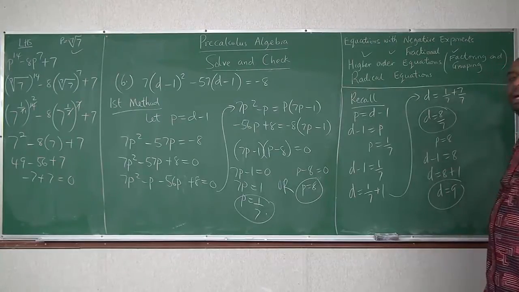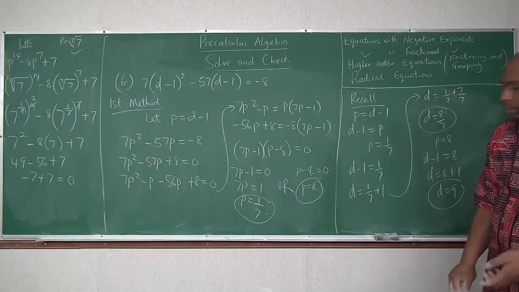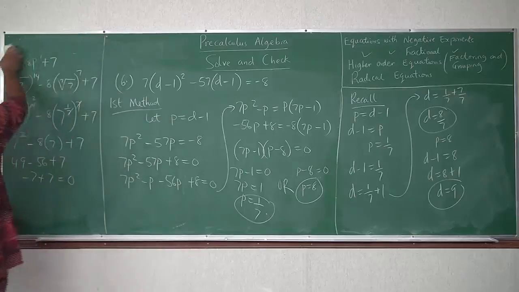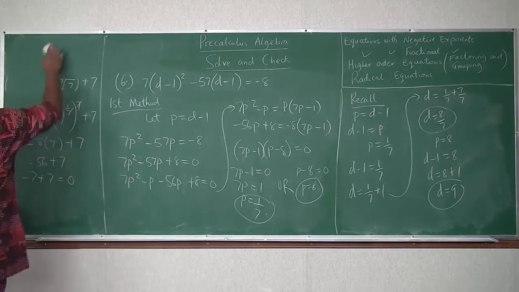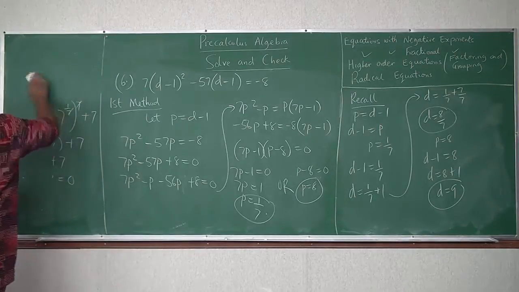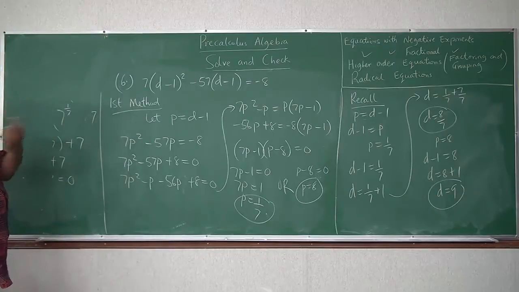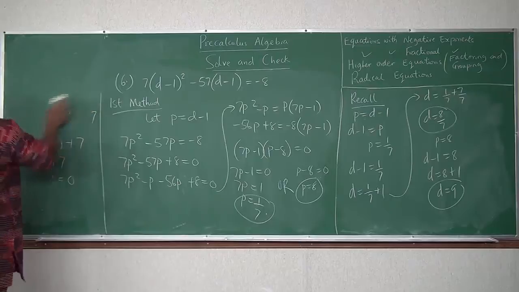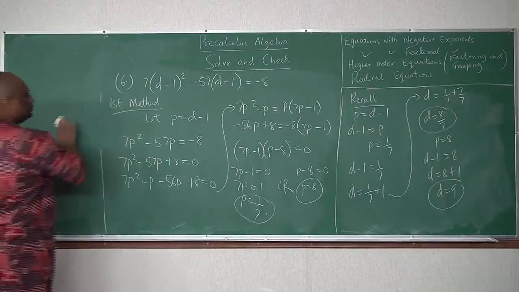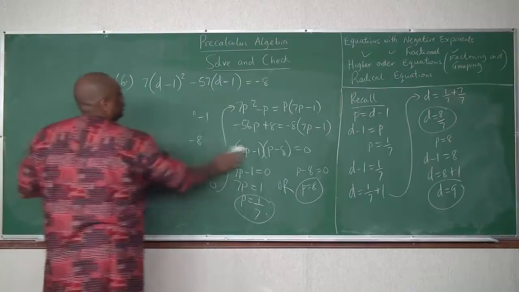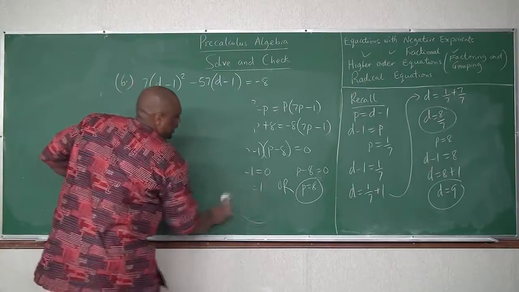And now we can check our work. And we have to check with both methods. And we have to check for both of them. When I do the second method, I will not check because you only need to check one time. So, let us check it here.